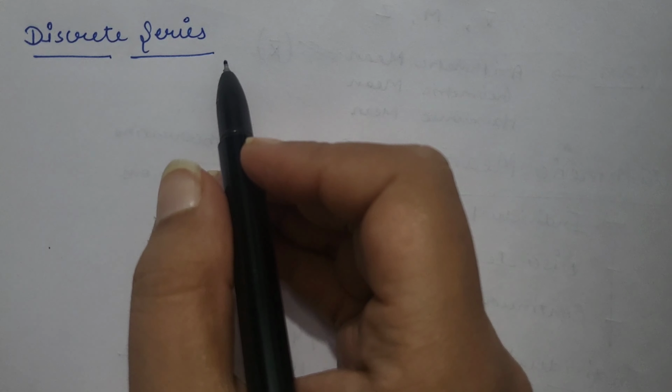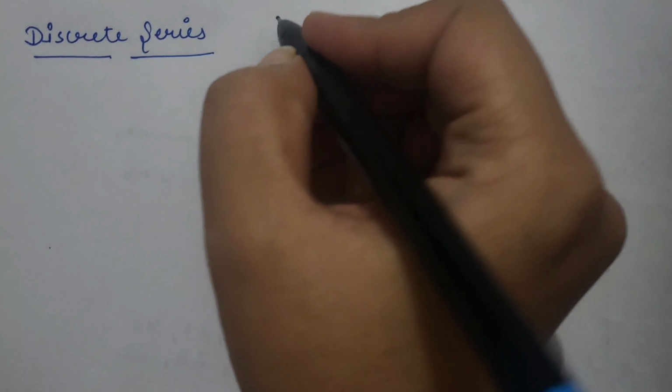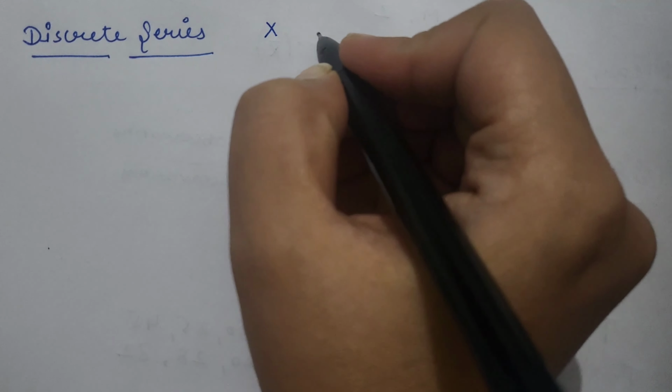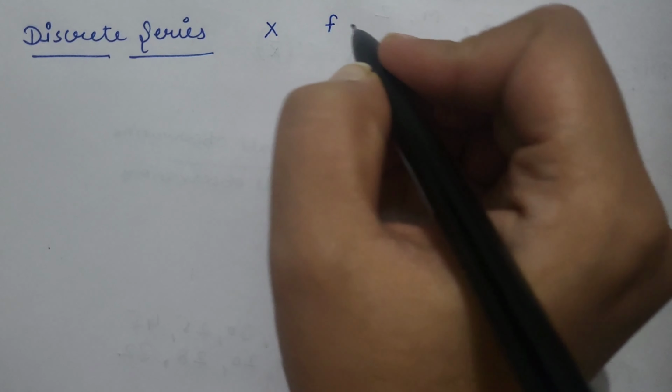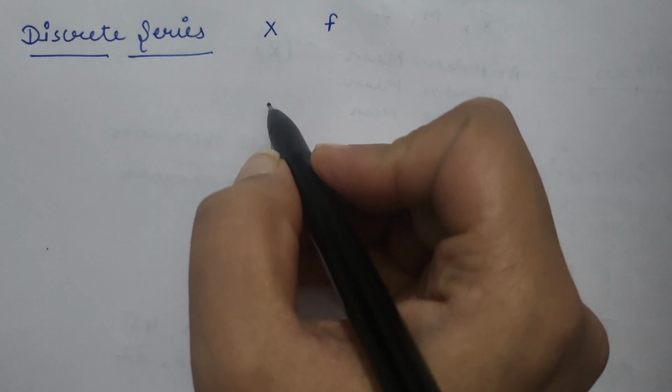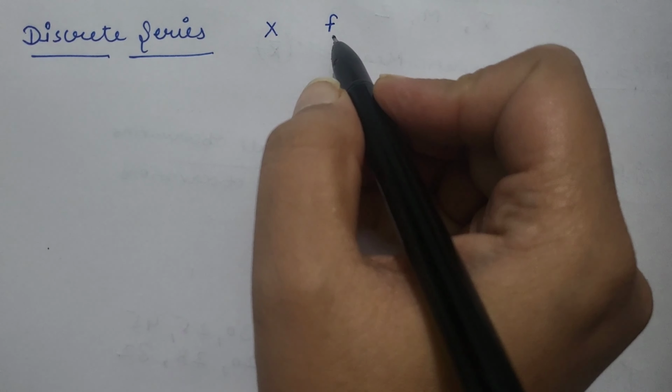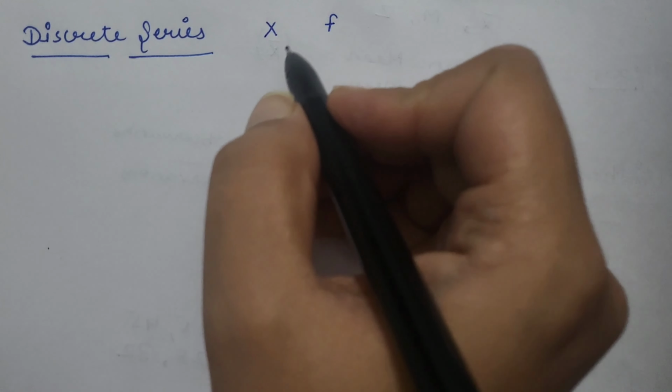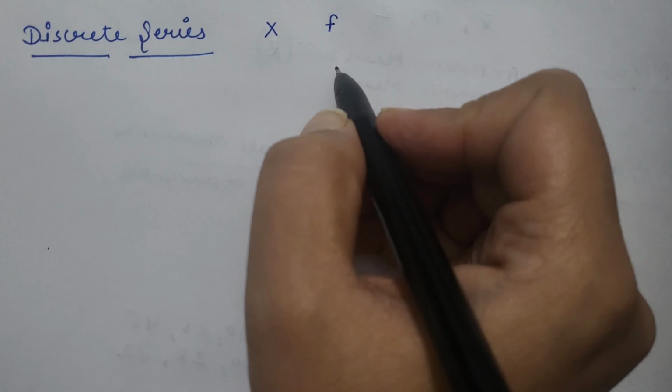Next, discrete series. Discrete series is a series where observations are represented along with the frequencies. That is, there are two columns. In X there are the observations and in F the frequencies of these observations are mentioned.